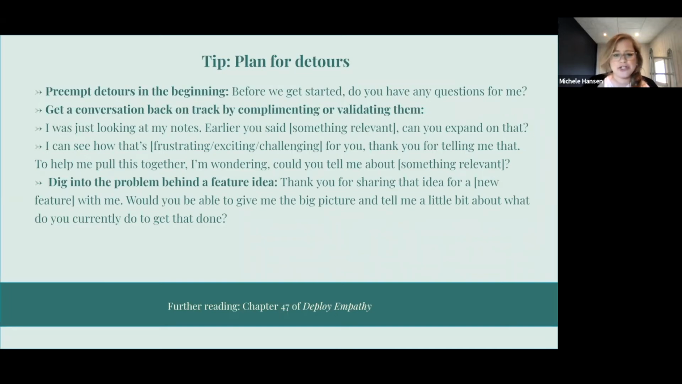Very often people want to share feature ideas, especially if it's an existing customer. And they might get really excited about the specifics of how they think this feature should work. And like you would with your executives who maybe come to you with their latest shiny object idea for something and you're protecting your team, you say something to the effect of, thank you for sharing that idea with me. Could you give me the big picture on where that's coming from and tell me a little bit about what you're currently doing to get that done?